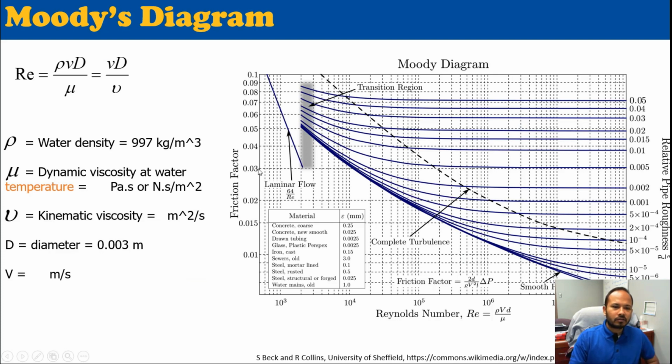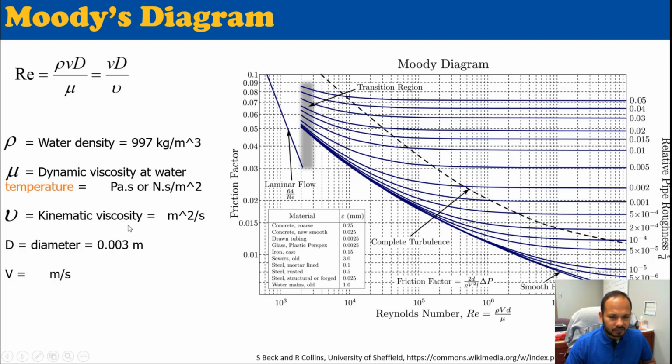So Reynolds number, we know this is the equation. It can have two forms. Your rho would be water density, which is 997 or 998 kilograms per meter cubed. You have mu, which is the dynamic viscosity at water temperature. That means when we do the test, we also have to take the reading of temperature. And we have to maintain these units to get the dimensionless number, Reynolds number.